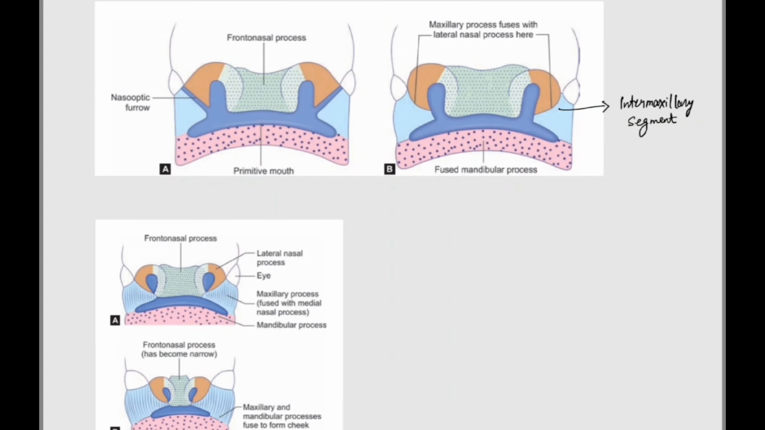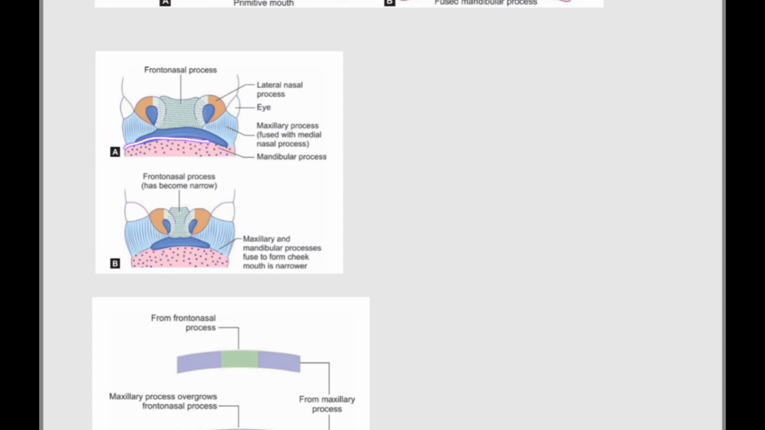Later, as these maxillary processes keep growing, they fuse with the medial nasal process and form the upper lip. The central portion of the upper lip is made by the frontonasal process, and the lateral portion of the upper lip is made by the intermaxillary segment, specifically the maxillary process. The lower lip is completely made by the fusion of the mandibular processes.